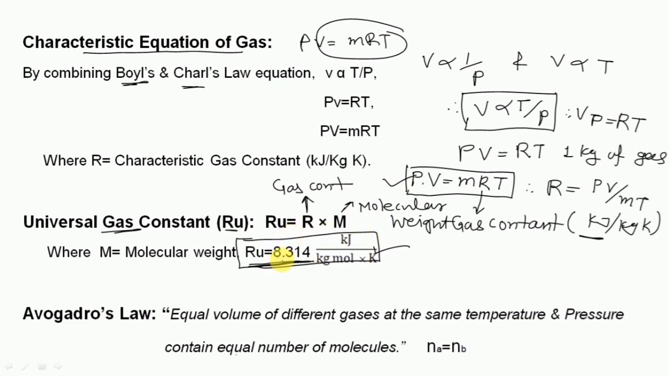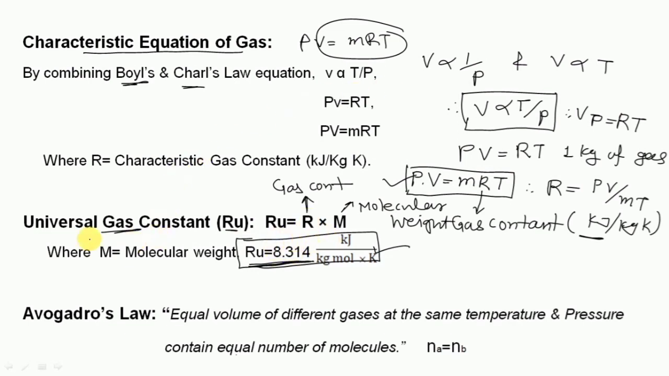So RU is 8.314, and this value is the same for all gases, that's why it is called universal. Here, R is local, because the value of R varies with respect to the gas. If you take oxygen, the value of R is different. If you take carbon dioxide, the value is different. But if you take RU, the value is constant, or we can say the same for all types of gases.